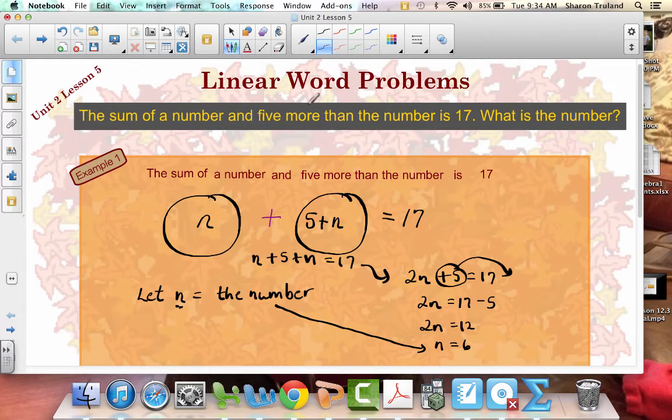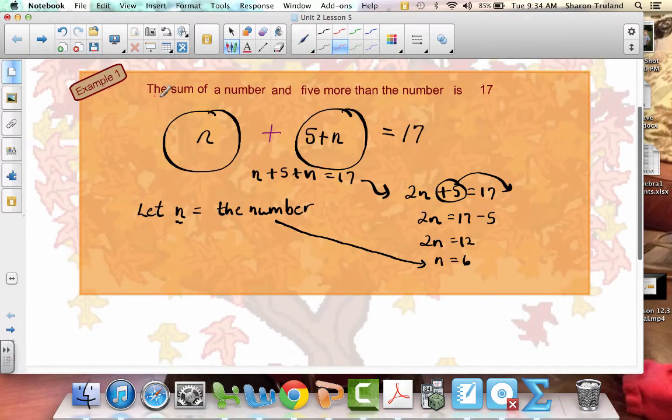So I'm going to check that against my word problem. Sum of a number, I think that number is 6, and 5 more than that number. Well, what's 5 more than 6? Well, 11. And if I add those together, I should get 17. I do. N is 6.